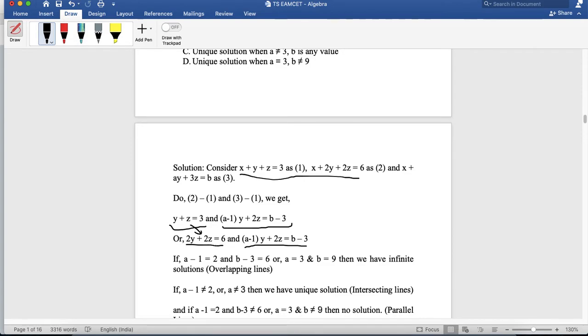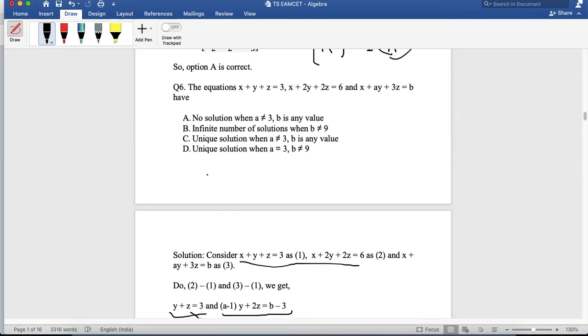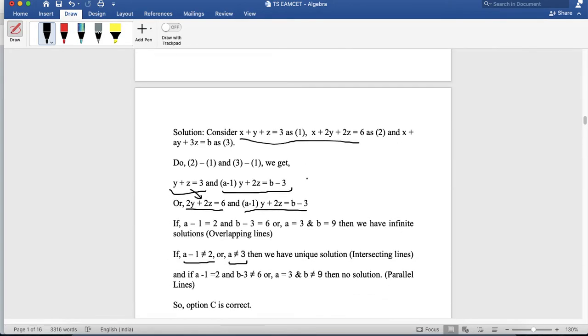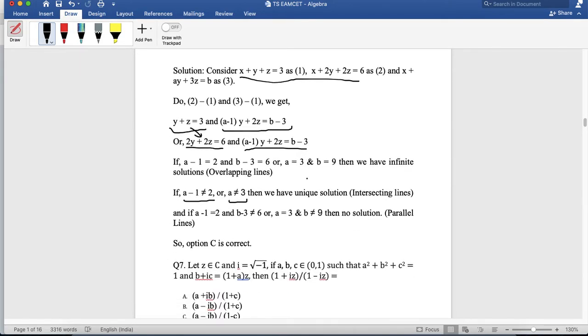Now if a minus 1 is not equal to 2, then these equations will intersect with each other and I will have a unique solution. So for a unique solution, a minus 1 is not equal to 2, or a is not equal to 3. I will end up with a unique solution when a is not equal to 3. So C is the correct answer, but we also want to see what are the conditions for infinitely many solutions or no solution.